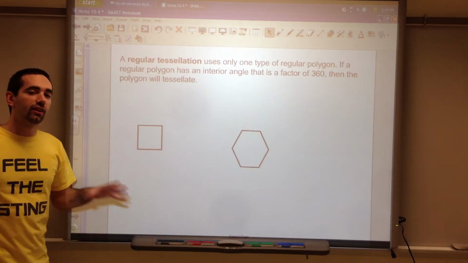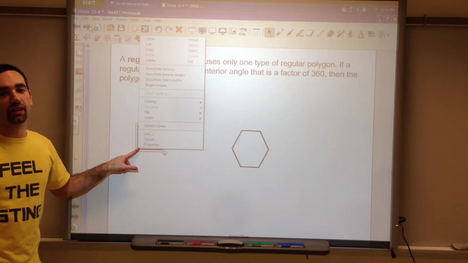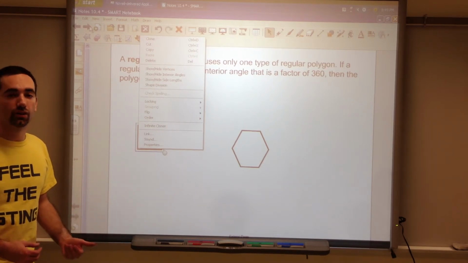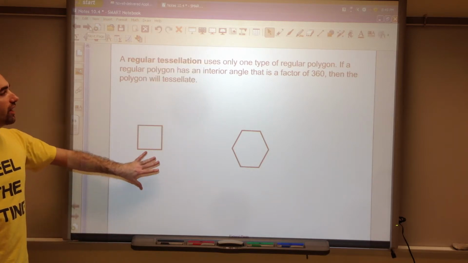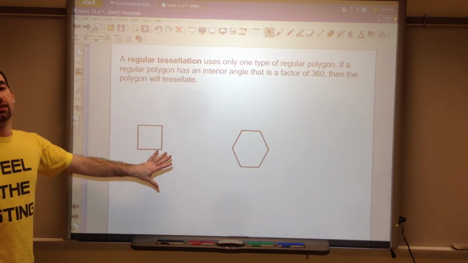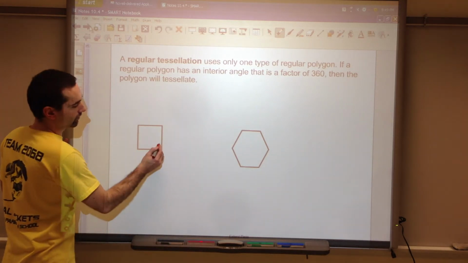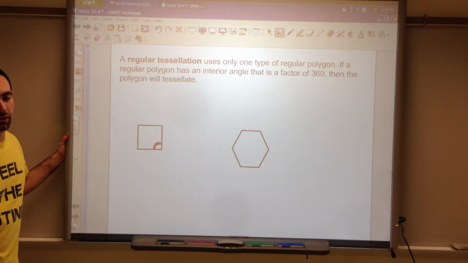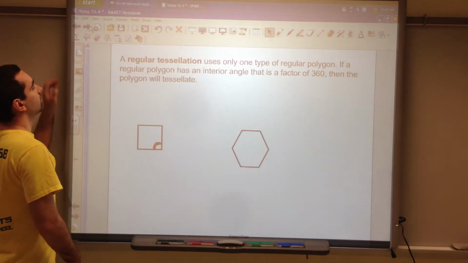A regular tessellation uses only one type of polygon, and it's a regular polygon. Regular means all sides are congruent, all angles are congruent. The regular polygon also has, to make a tessellation, an interior angle that has a factor of 360. If that is the case, it will tessellate.